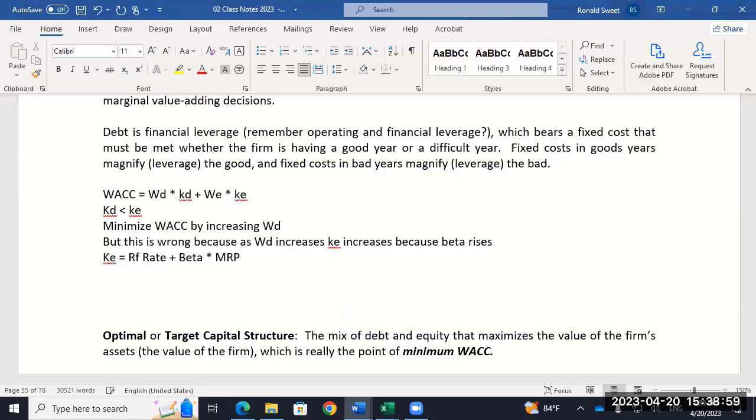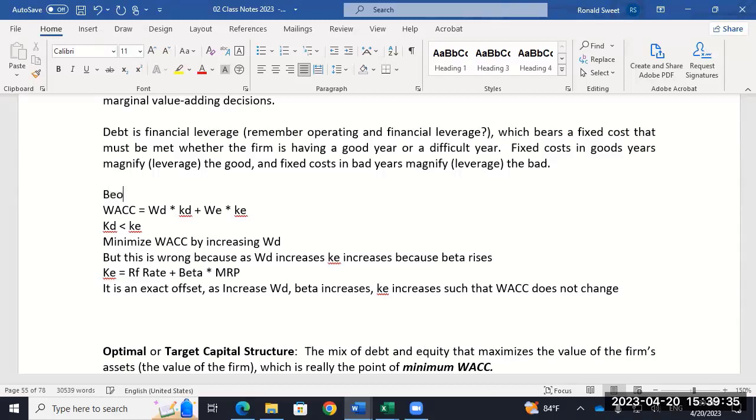In fact, it is an exact offset. As you increase the weight of debt, beta increases, KE increases, such that WACC does not change. Isn't that amazing? There's no impact. And I could prove this to you mathematically, but we're not going to, though you could prove this mathematically. All right, so you have to put this on the exam answer. This is part of the answer.